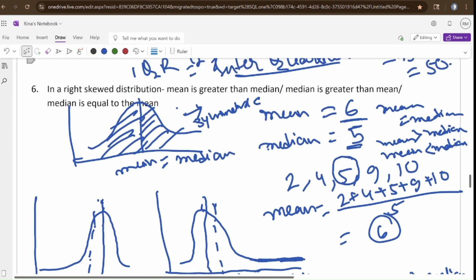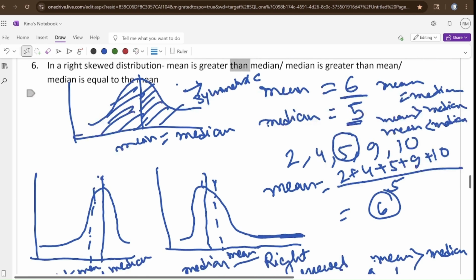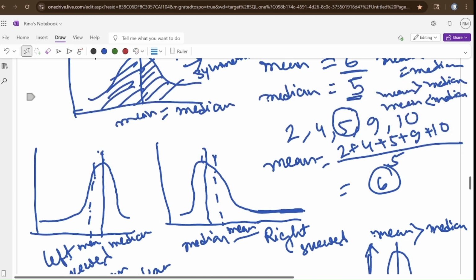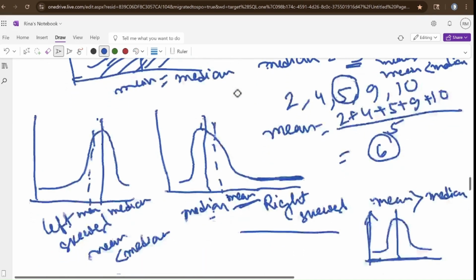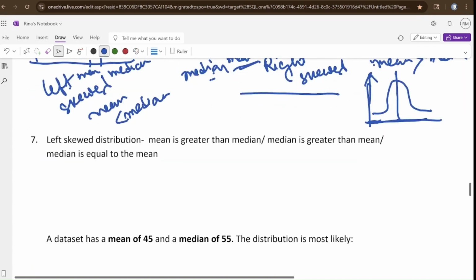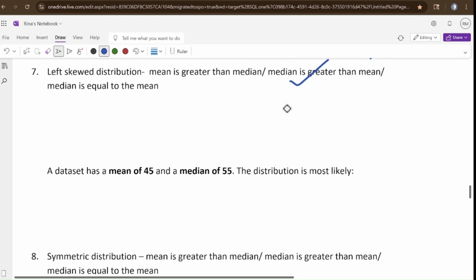In right skewed distribution, mean is greater than median. Median is greater than mean. Which one? See here. Mean is greater than median. So this is the answer. Okay. Next question. Left skewed distribution. Exactly opposite. Median is greater than mean. Okay. Now this is the question.